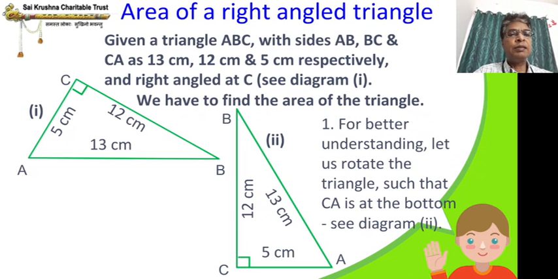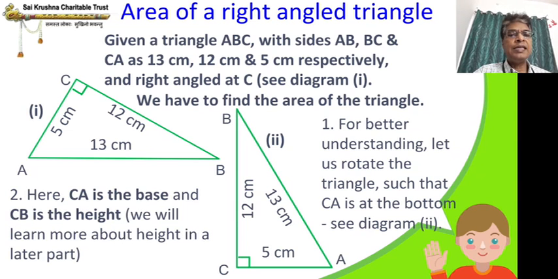This is number 2. Here CA is the base and CB is the height. We will be learning more about height in the later part, why it is called a height and what is the definition of height. But for the time being, I can explain that the perpendicular line from the base to the opposite vertex is the height. So here the base is CA and the perpendicular line CB is the height of the triangle. So this we have now rotated. Let us move to the next page.